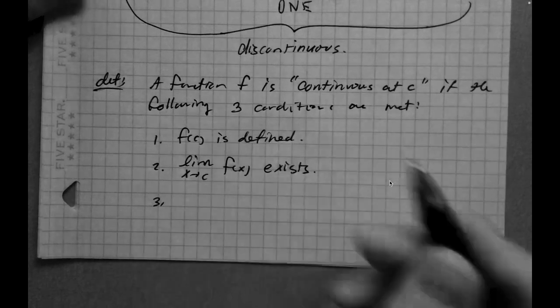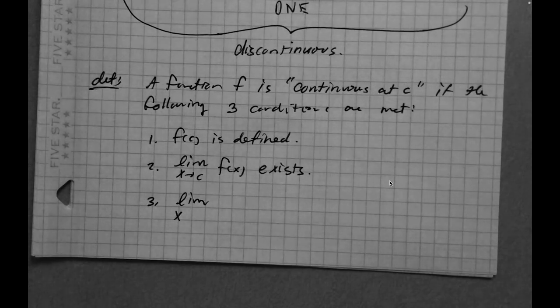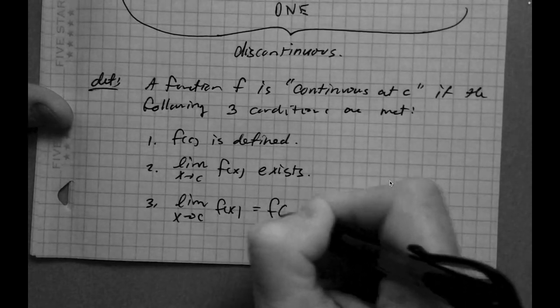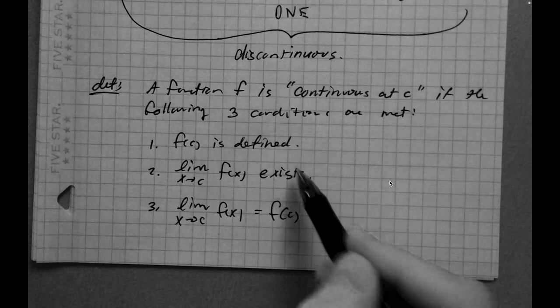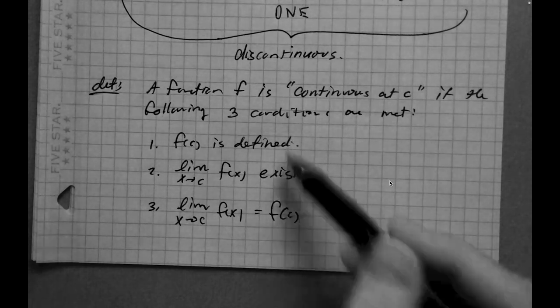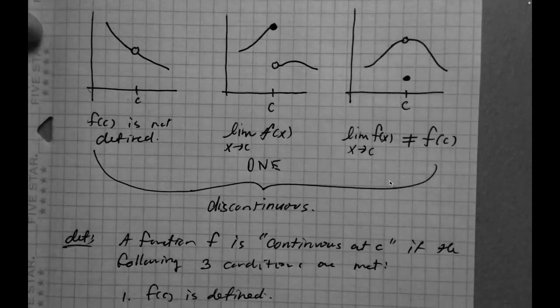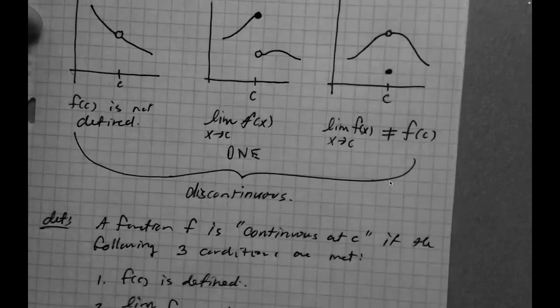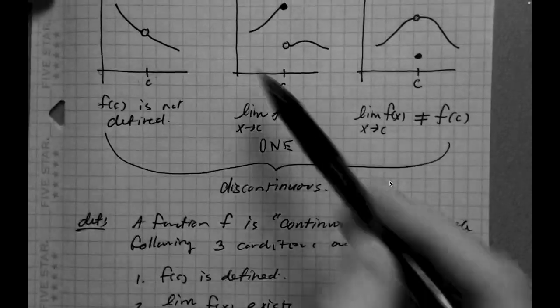And then the third condition is that the limit as x approaches c of f of x needs to equal f of c. So if these three conditions are all simultaneously met, then you have a continuous function. So let's take a look at these examples here. Looking at this example, what's the problem? Well, condition 2 is true, right? The limit does exist.